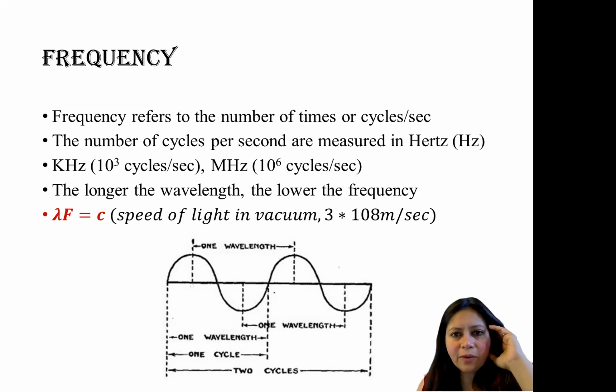So frequency and wavelength are inversely proportional. And the constant of that inverse proportionality is c, which is the speed of light in vacuum, 3 times 10 to the power 8 meters per second. I have corrected this God knows how many times on my slide, and it still comes out wrong, and I don't know what's wrong. So it's not 3 times 108 meters per second, guys. It's 3 times 10 to the power 8 meters per second.